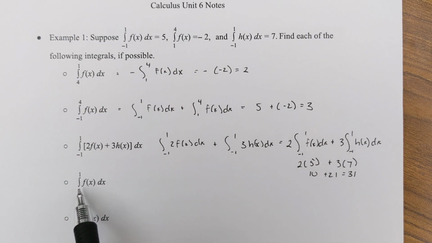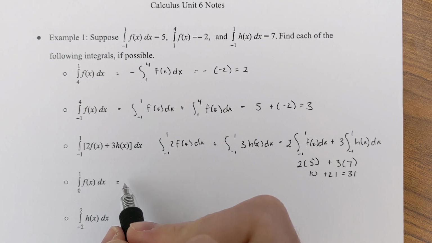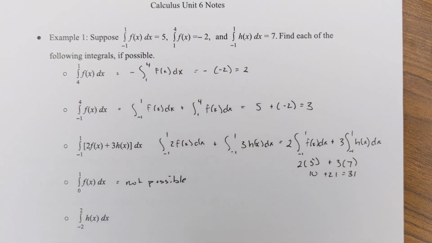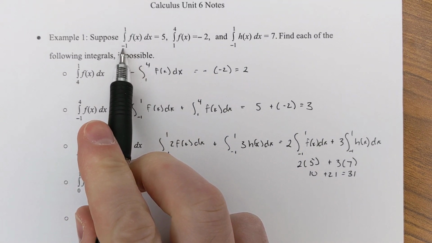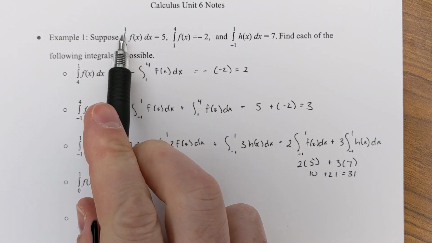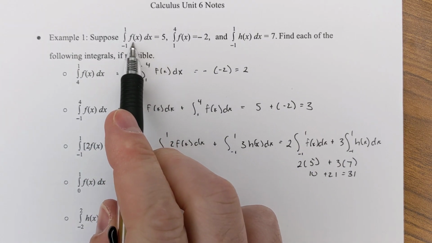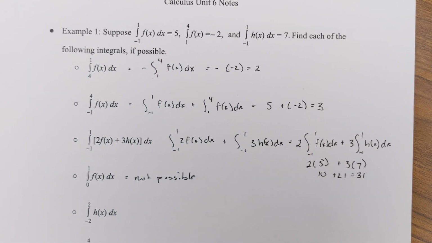So let's see here, from 0 to 1 of f of x. This one I cannot solve. I do not know enough information. It's not just half of that. You can't do that. Just because you break the bounds in half does not mean you can cut the value in half, because you don't know what the shape of the curve actually is.